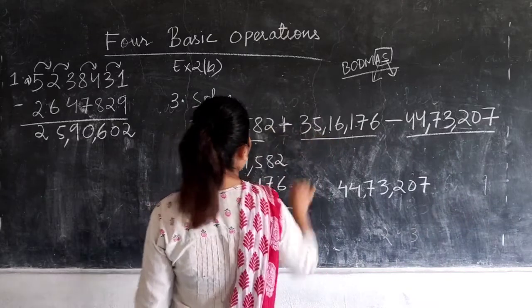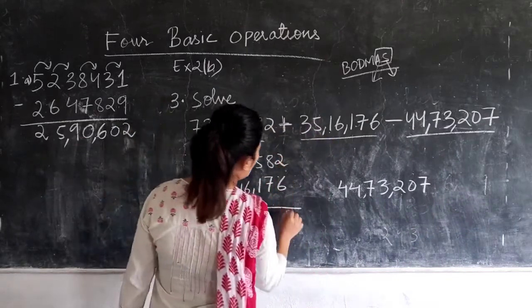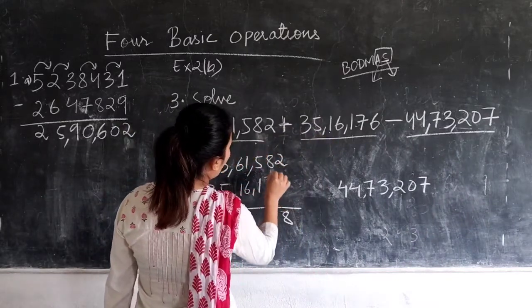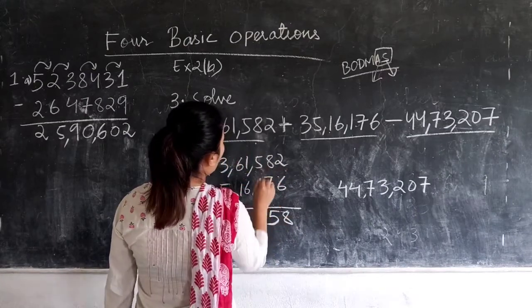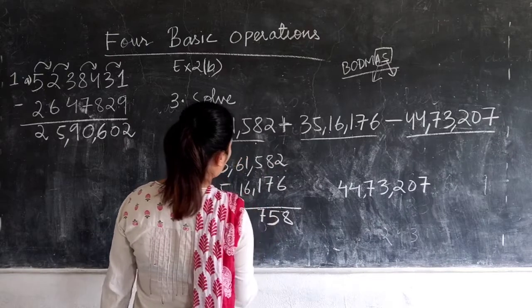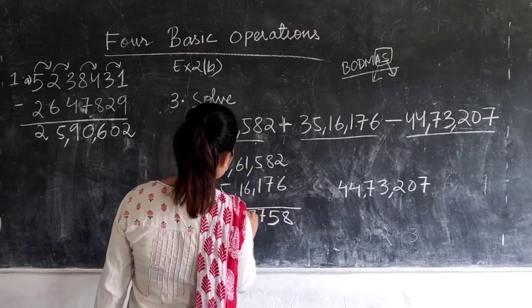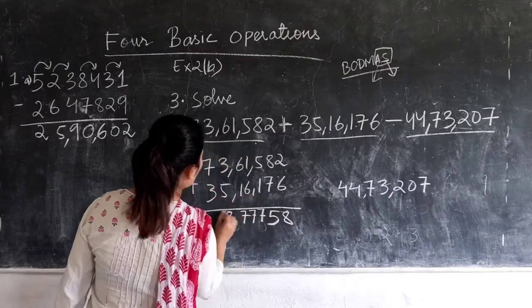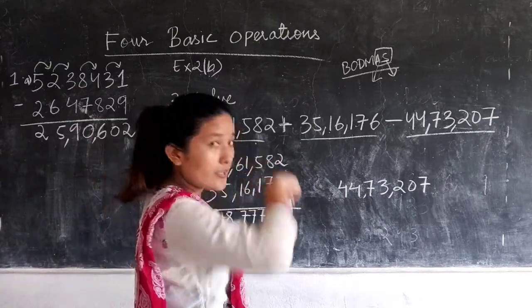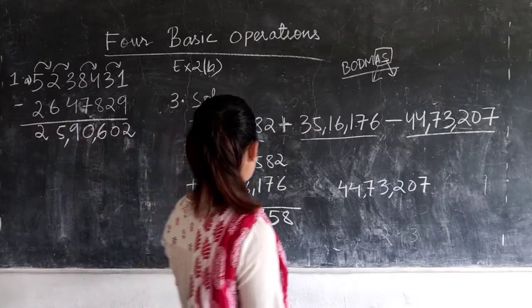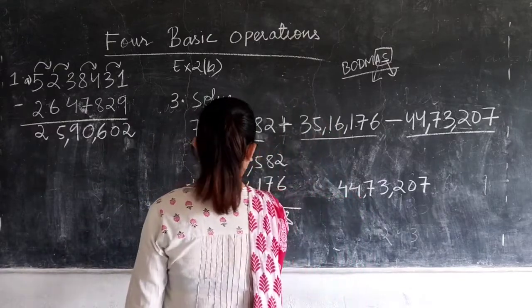So we will follow the same here. We will first add these 2 sets of numbers. So 6, 7, 8. 8, 7, 8, 7, 15. 5, 6, 1, 7. 6 plus 1, 7. 8, 7, 8, 9, 10. Okay, so you got the addition portion.